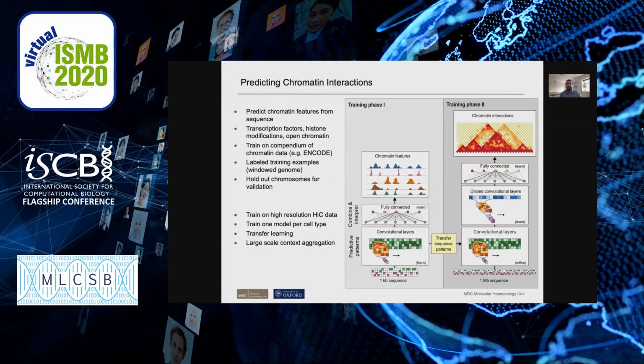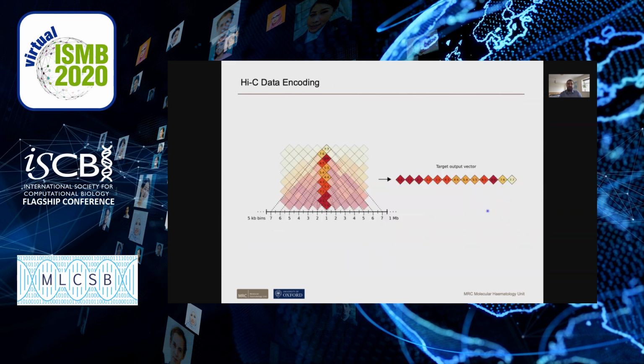Follow that up by a fully connected layer, and you can predict chromatin interaction frequencies. And we train these networks then using cell type specific Hi-C data. And at the moment, we train one model per cell type using tissue specific Hi-C data. Now, how do we encode the Hi-C data?